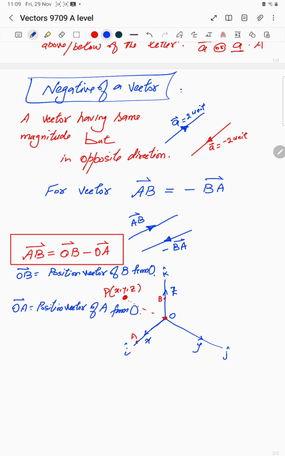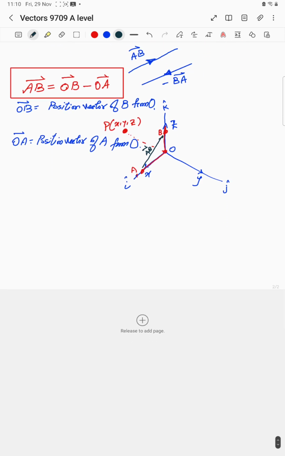This is O, A and B. B is here, so it's OB, and A is here, so it's OA. The line which joins A and B, this black one, is AB. And you need to draw the lines keeping the head-to-tail rule in mind, what you have done in physics.